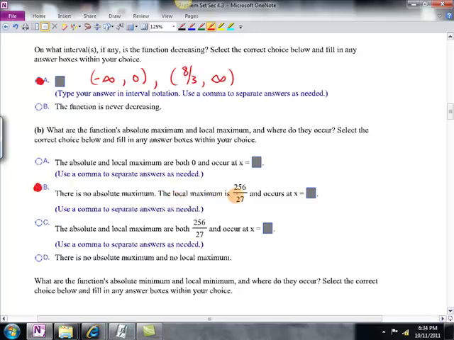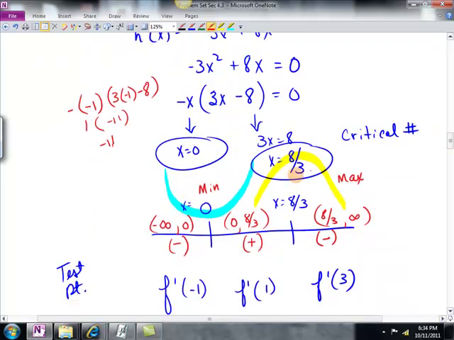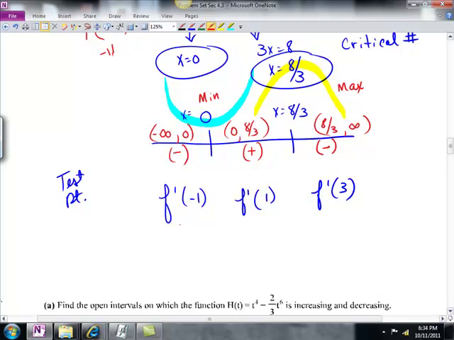The local max is, well, we don't know if this is the right number. How would we find out? Here's where we said there was a max. Where do we need to plug that 8/3 in? In the original. So if I took 8/3 and put it in, what was our original, negative x cubed? And if you did that on your calculator, you're going to get a decimal. I don't know if it will convert back. You could do it by hand and get the right thing.